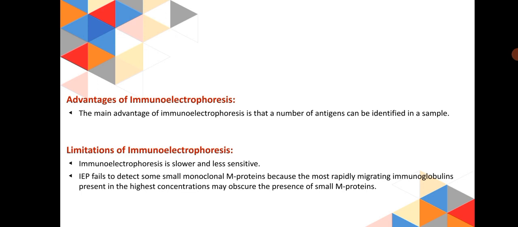The advantage of immunoelectrophoresis is that the number of antigens in a sample can be identified. The limitations of immunoelectrophoresis are that it is slower and less sensitive. It also fails to detect some small monoclonal M proteins, because the most rapidly migrating immunoglobulins present in the highest concentration may obscure the presence of small M proteins.